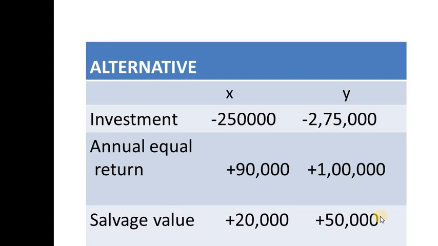So investment for X and Y: the first product we are going to invest 2,50,000, the second product 2,75,000. Annual equal return we are getting, which is plus, and salvage value is also plus. Investment is going out, and the return and salvage value are coming in. We take that money at the end of the period.